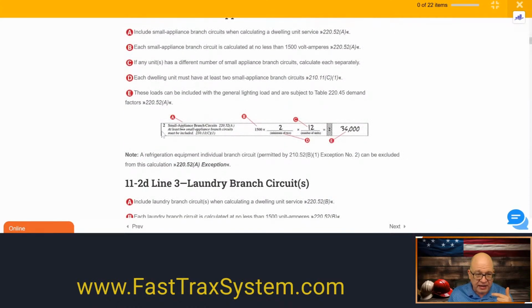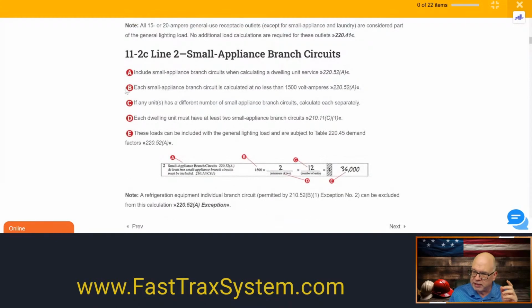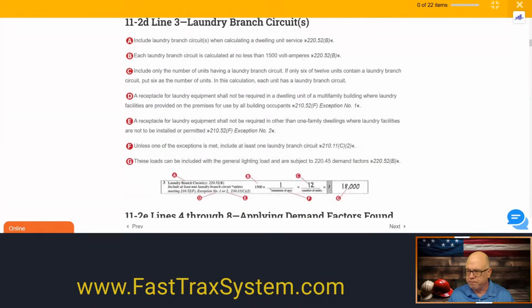The next line is what? Small appliance branch circuits, okay? And you see that there's a minimum of 2. And the neat thing about the program is that you have all of these call outs. So you can come up here and read what this call out means. And it gives you the code reference, right? There's the code reference for this call out right here, for B, right there. There's that call out. So it walks you step by step, but not only that, it explains why you're doing it. And you're working through the form, okay?